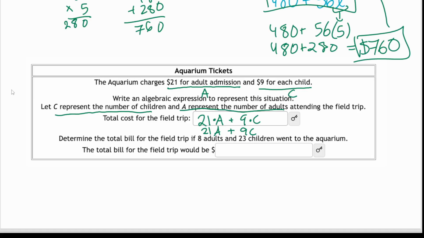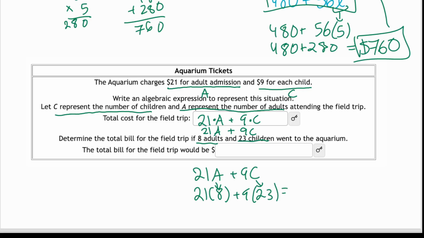Then it says determine the total bill for the field trip if 8 adults and 23 children went to the aquarium. That's asking you to go ahead and plug in what those values are. So 21 times those 8 adults, so you're replacing that A with an 8, plus 9 times those 23 children, replacing that C with a 23.